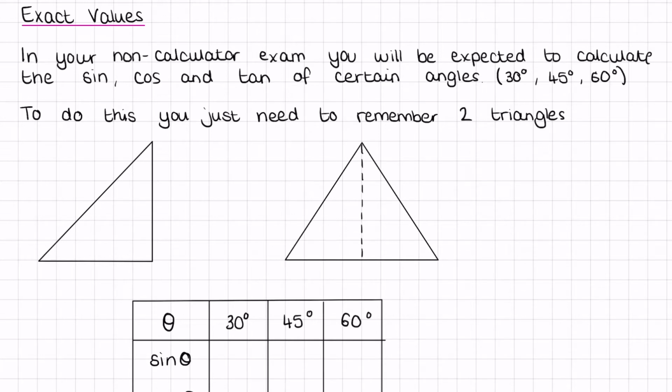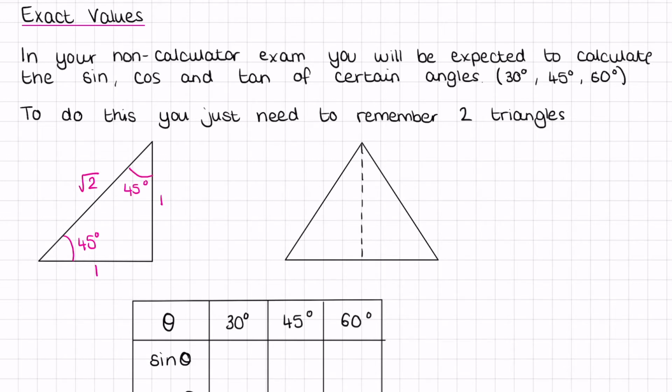Now to do this, you just need to remember two triangles. First one is an isosceles triangle with these sides at length 1 and 1. Then if you do Pythag, you can work out the hypotenuse, which is square root of 2. And in an isosceles triangle, these two angles here are 45 degrees each.